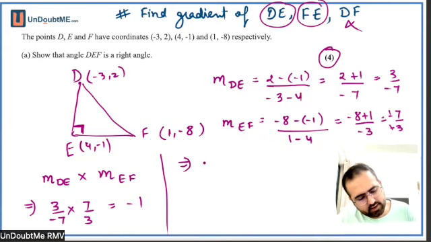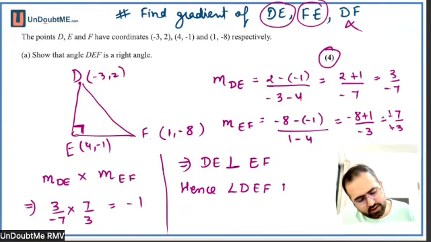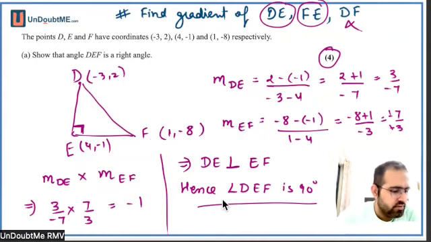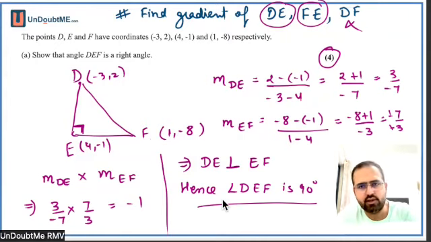This implies that DE is perpendicular to EF, hence angle DEF is 90 degrees. Please conclude it properly. Okay, you should know how to write these steps systematically. So if it is done, we will move ahead to the next part of the same question.